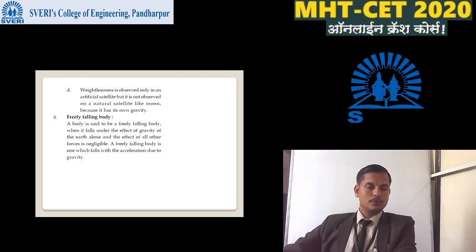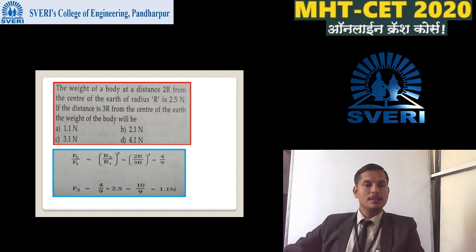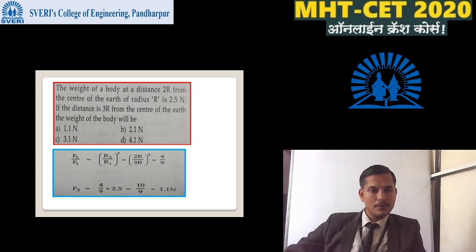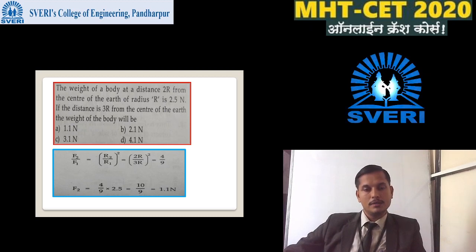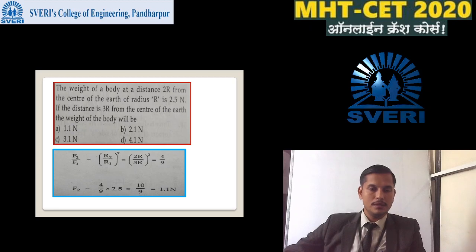Okay, so we have covered different points related to gravitation, some basic terms and some equations which we are using to solve the MCQs that are nothing but numericals.